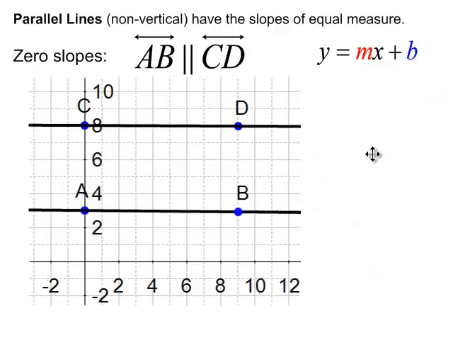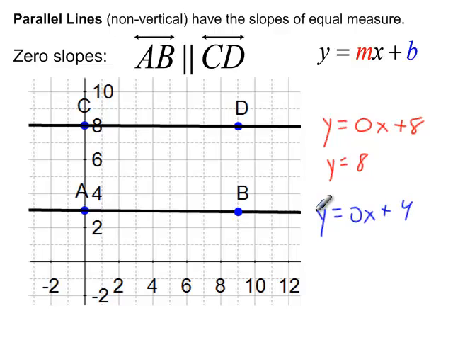Okay, zero slopes. For this line, the equation is y equals 0 slope x plus the y-intercept, which is 8. If you want to simplify that, y equals 8. This one down here, y is equal to 0x plus 4, or y is equal to 4. Notice that in both of these cases, both slopes are 0. Since both are the same measurement of slope, the two lines have to be parallel.